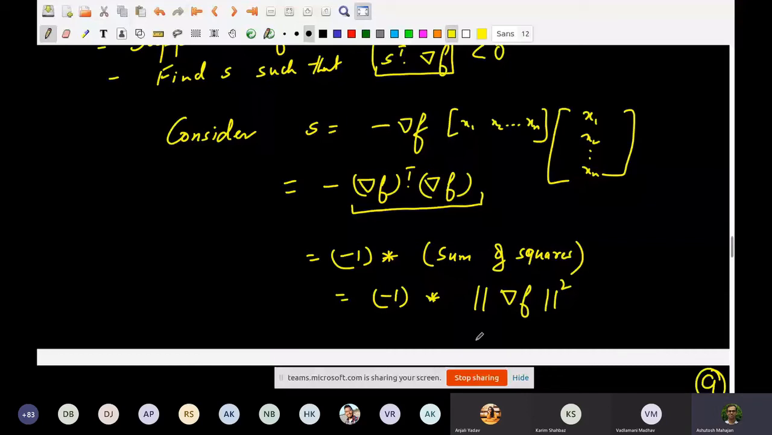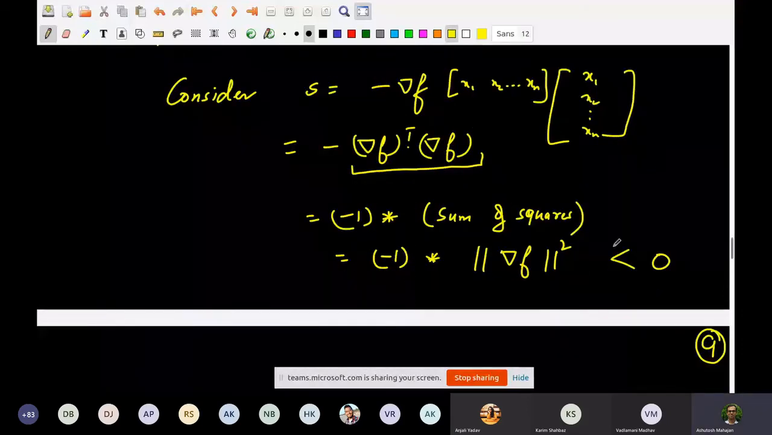And this is definitely negative. Okay, provided what? When will it be negative? Always, except at one point, at which it will not be negative, when the norm is 0. Yeah, except when grad f is 0.